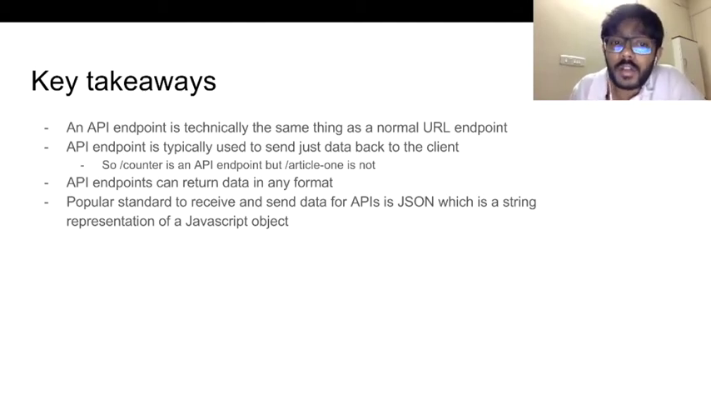An API endpoint can also return data in any format. So it can return data as text, in a string. But for more complex pieces of data and more complex data structures, a very common format is called JSON. And the JSON format is basically the string representation of a JavaScript object.